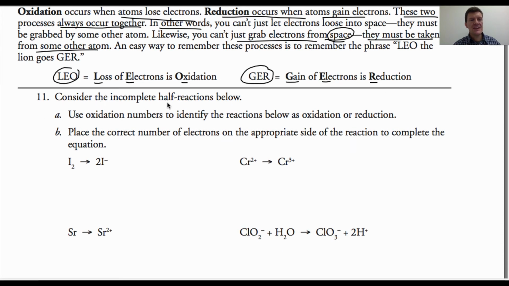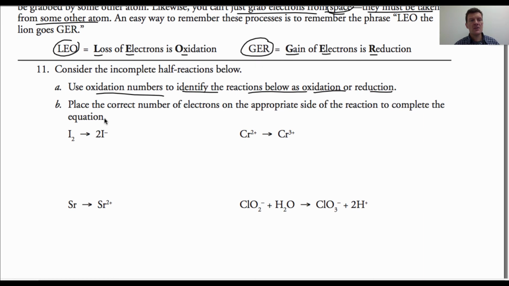Number 11, consider the incomplete half reactions below. Use oxidation numbers to identify the reactions below as oxidation and reduction, and then we're going to place the correct number of electrons on the appropriate side of the reaction to complete the equation. So let's first assign oxidation numbers, and we're going to identify if it is oxidation or reduction. These are just half reactions. These are not complete redox reactions. It's only going to be oxidation or only going to be reduction. They're not showing you the other half of this particular redox reaction.